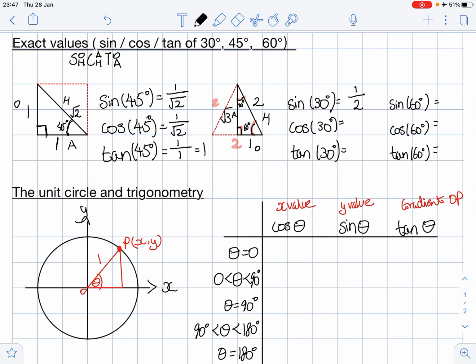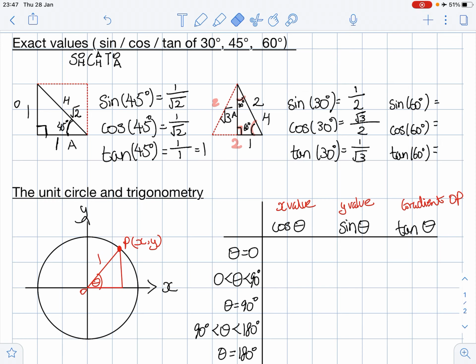Then cos 30, adjacent is root 3, hypotenuse is 2. And tan 30, opposite over adjacent, so opposite is 1, adjacent is root 3.